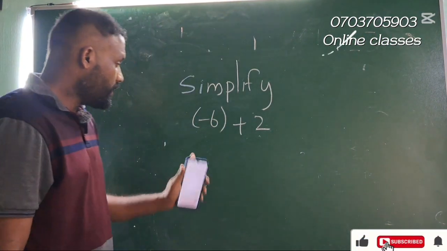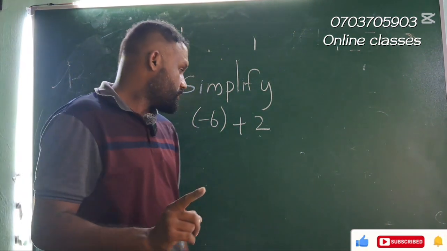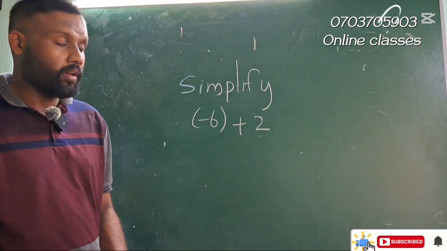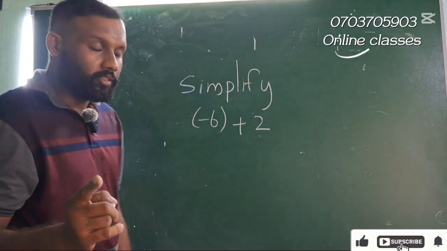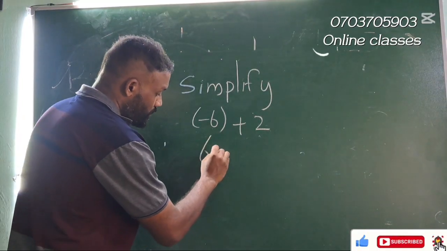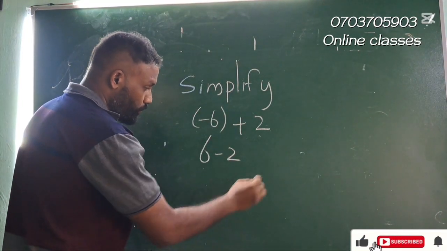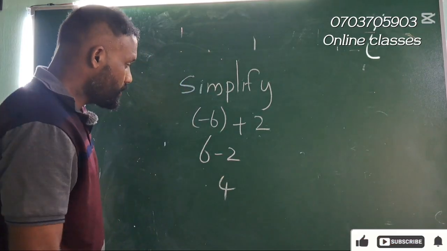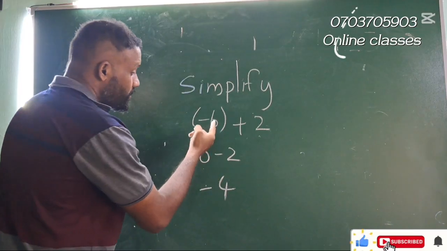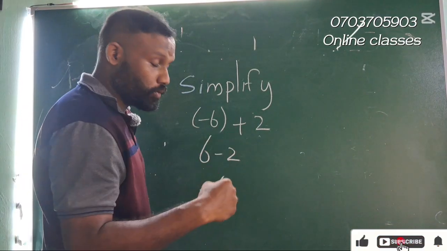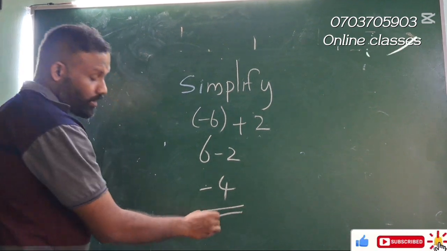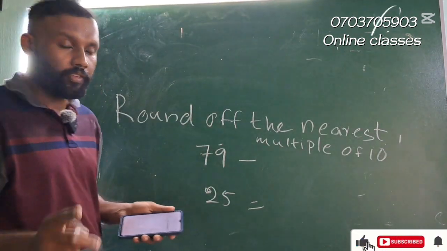Simplify, right? -6 plus 2. One is the negative number, another one is the positive. You have to subtract: 6 minus 2, right? 4. But here the sign should be negative. Why? Because 6 is greater than 2. Therefore, we have to put the negative sign.